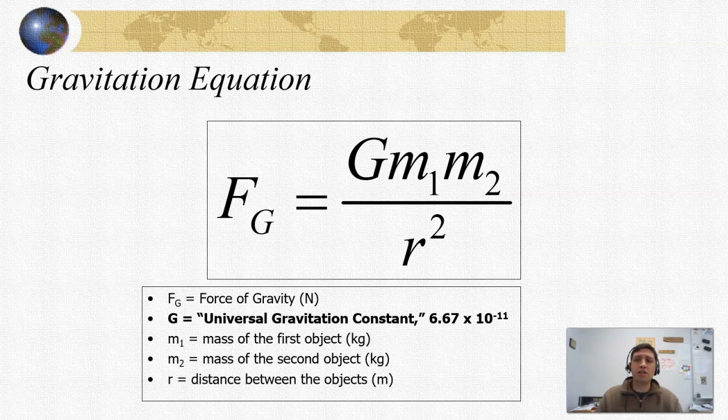Now, here's the gravitation equation that Newton came up with. This is our constant. M1 and M2, those are both masses of the two objects involved. Remember, gravity is a bidirectional force. We have two objects. We need the masses of both of them, and those masses are going to be multiplied. Divide by r squared. Notice that r is the distance between the objects.